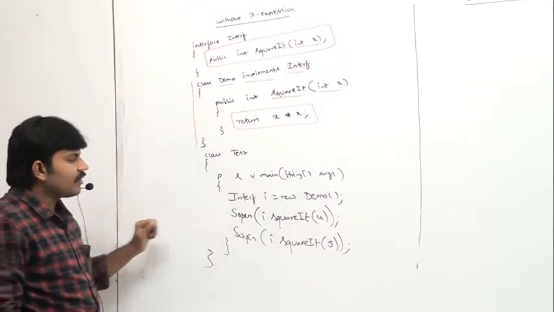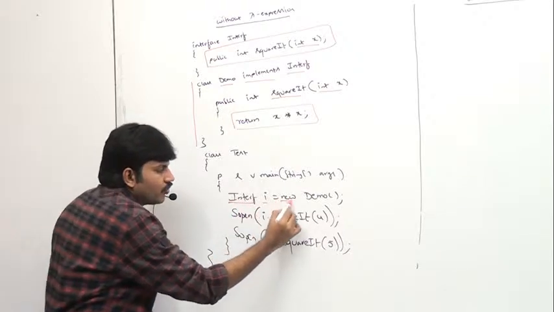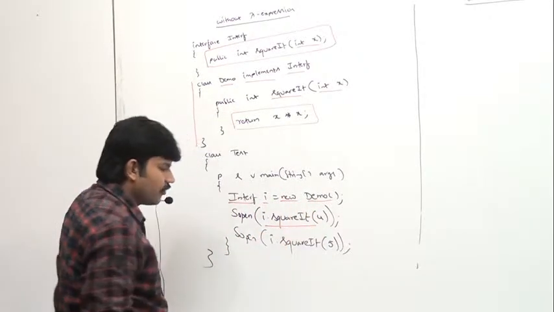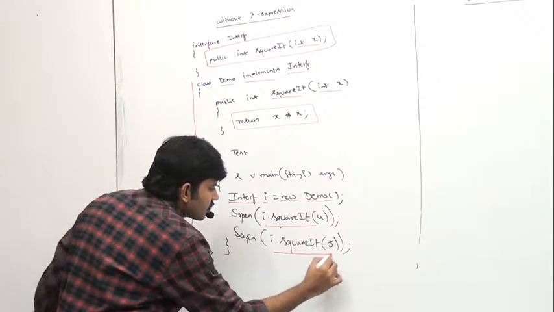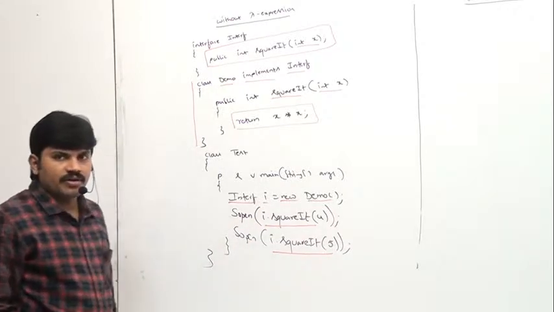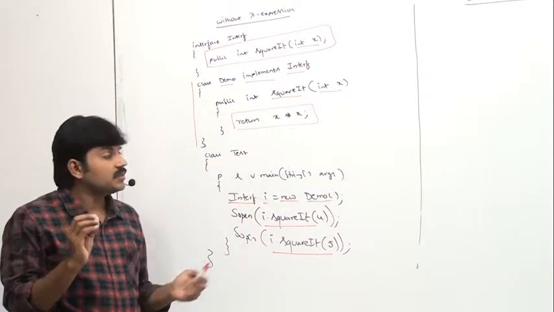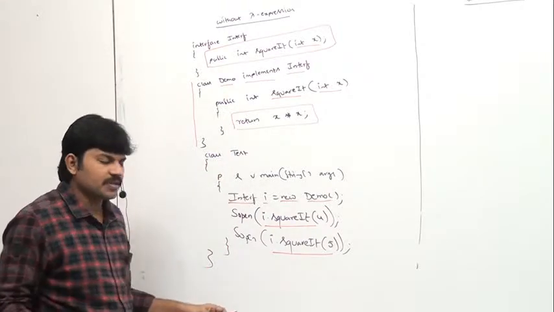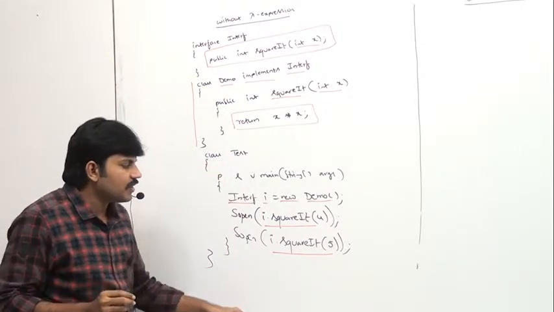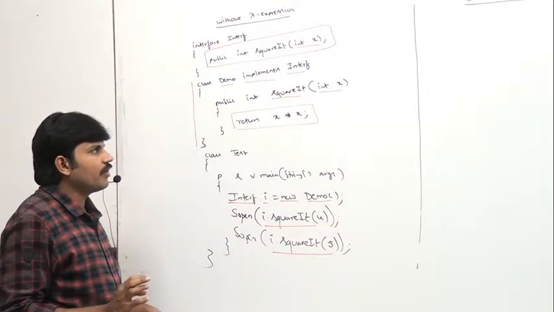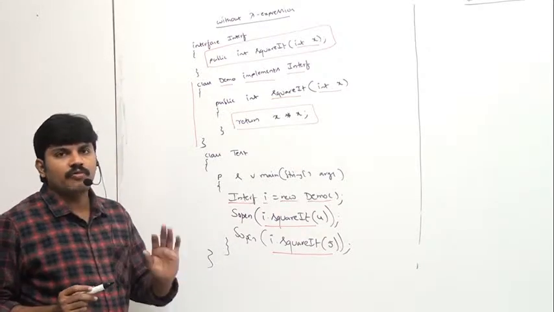How can I call that? Interf I = new Demo(); I.squareIt(4), I.squareIt(5). Are you getting it? That's all. This is just a normal implementation, without using any lambda expression. But now let me go for the lambda expression version and see how I can write the code.